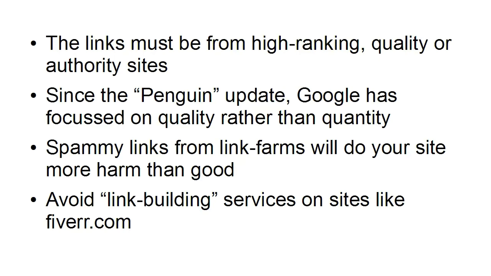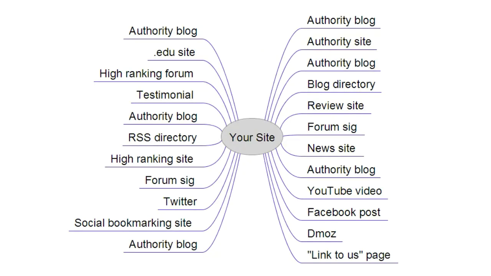and not very effective. Now, this diagram gives you an idea as to a typical linking to a site. You can see they are from lots of different types of sites. You've got links from authority blogs, from a .edu site, high-ranking forum, testimonials, RSS directories, high-ranking site, forum signature, YouTube video, Facebook post, Twitter, social bookmarking sites, DMOZ, link to us page, and so on. And obviously, the more links you can get, the better. But as I was saying just now, do bear in mind that they do need to be quality links.